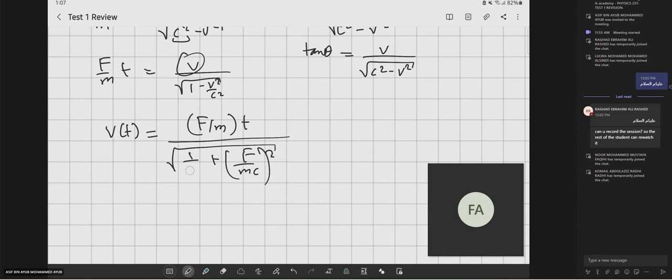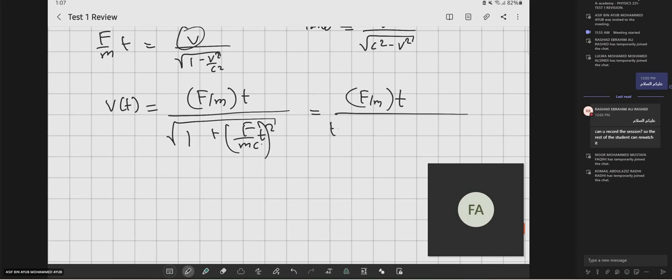Actually, I've jumped the gun in here. This is the equation. I can take t squared out, so I'll have F over m t over t times square root of 1 over t squared plus F over mc, the whole squared. Why did I do this? Because we're asked to find V as t tends to infinity.